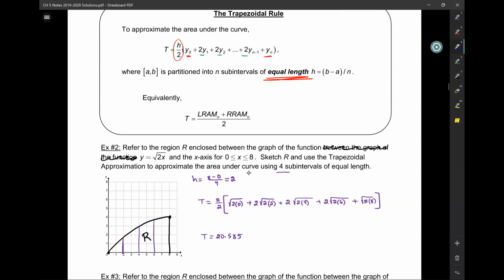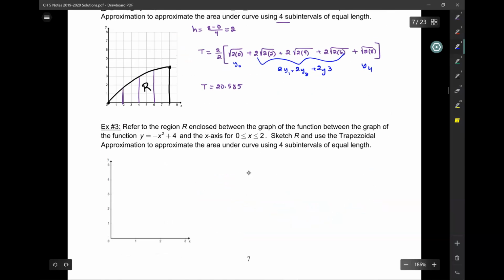Right? So do you see how this is consistent with what we did before? We have 1 y naught, these 2 y1 plus 2 y2 plus 2 y3, and then 1 y4. Questions? All right, let's do another one.